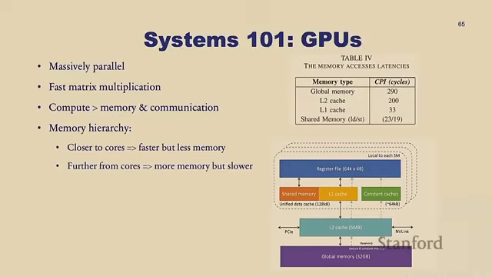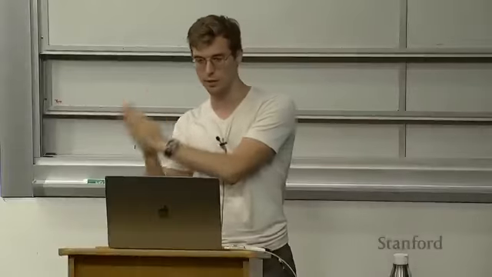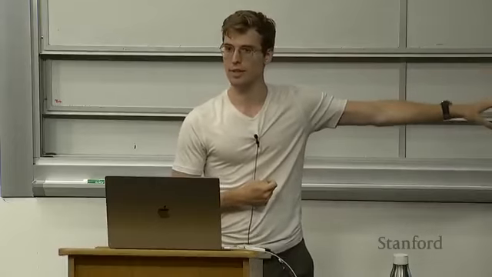Another thing to know about GPUs is that there's a memory hierarchy. This is the same with CPUs, but basically the closer you are to your cores, the less memory there is, but the faster things run. If you're further, there's more memory, but it's slower. I told you about the issue of communication. The metric that people usually look at is model flop utilization: the observed throughput divided by the theoretical maximum number of flops per second that the GPU could use. In general, if you reach 50%, you're very happy. Like Facebook with Llama was at 45% or something like this.